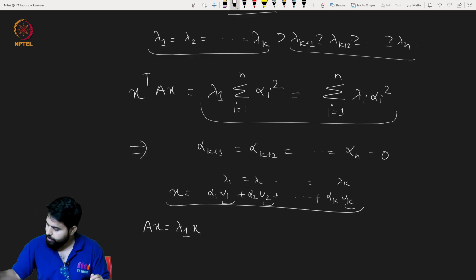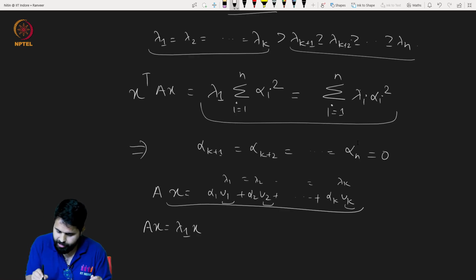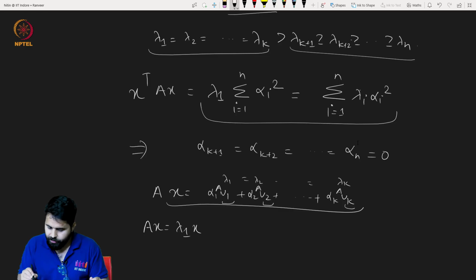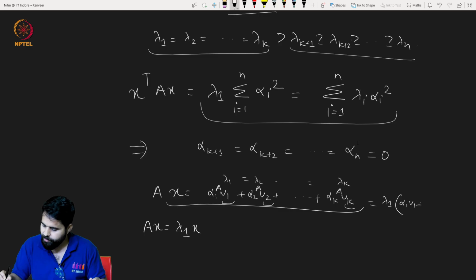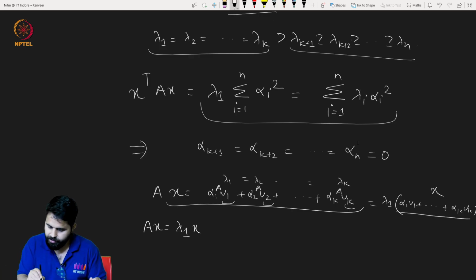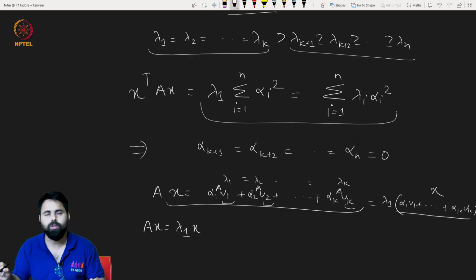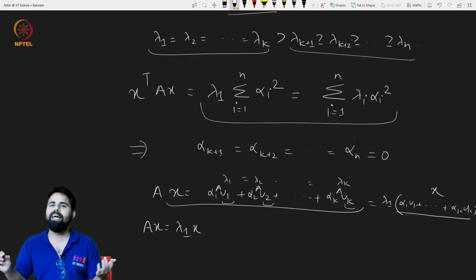How? If you multiply with A here, this will be A v1, A v2, up to A vk. Everywhere there will be lambda 1, so you can take lambda 1 outside. This will be nothing but lambda 1 times alpha 1 v1 up to alpha k vk, and this vector is nothing but x, because we have written x as a linear combination of these. So this proves that x is indeed an eigenvector corresponding to the largest eigenvalue.